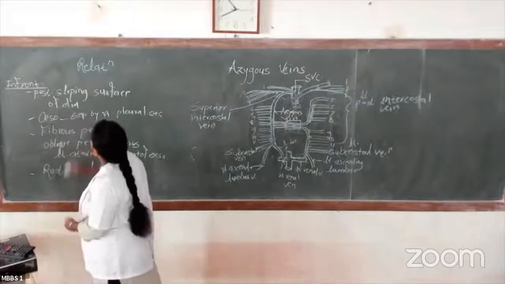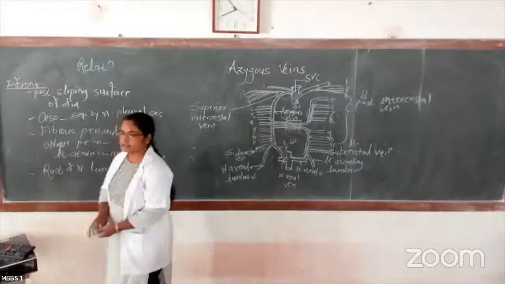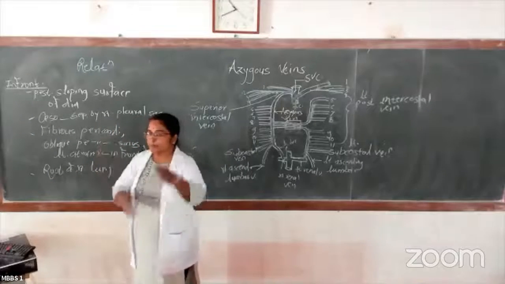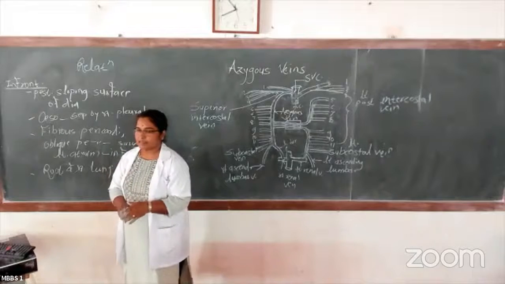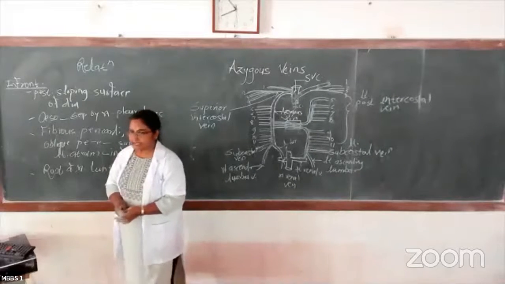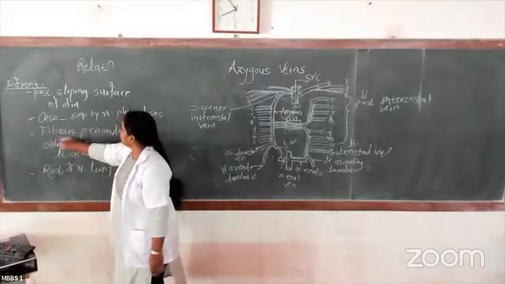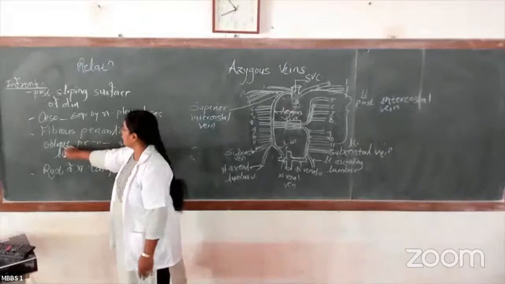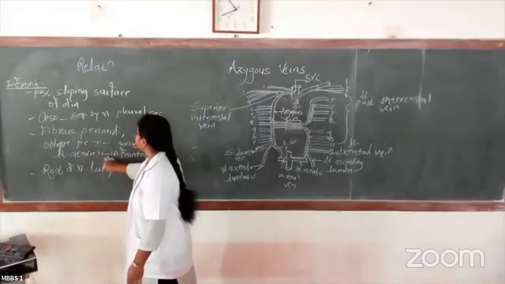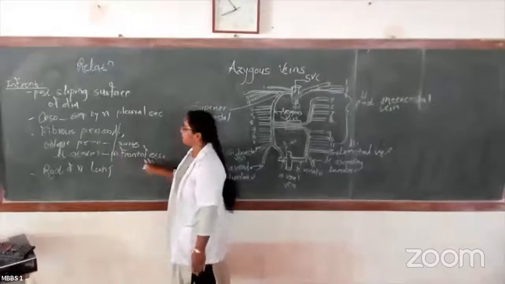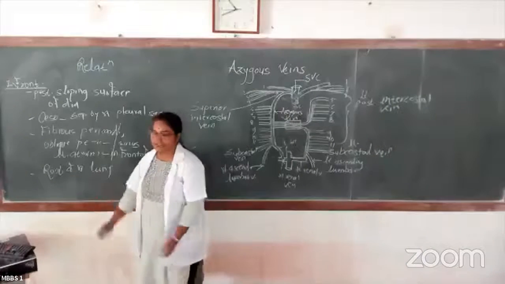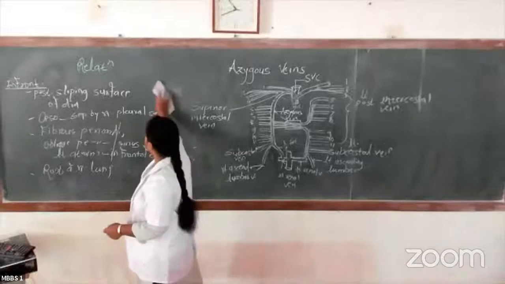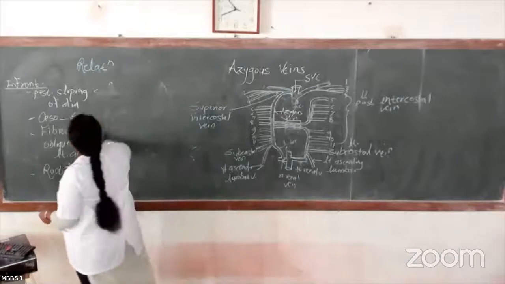So the relations of this azygous vein in front, what is present in front of this azygous vein? There is a posterior sloping surface of the diaphragm. Again, there is the esophagus, but it is separated by the right pleural sac. Again, fibrous pericardium, oblique pericardial sinus, and left atrium. These structures are present in front of the esophagus, and above the esophagus there is the right lung. So these are the relations which are present in front.